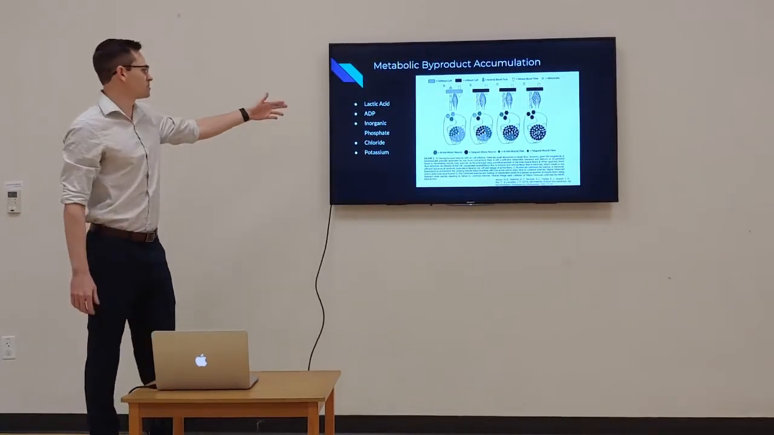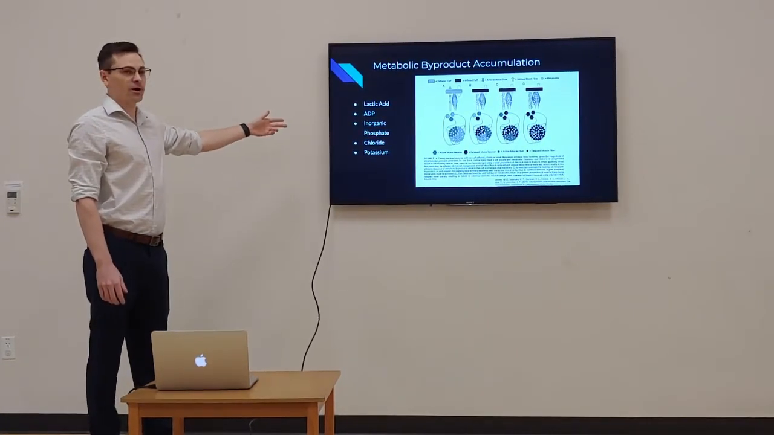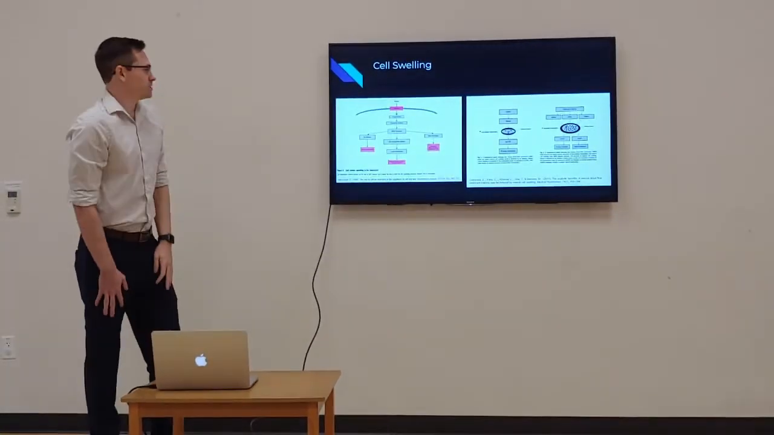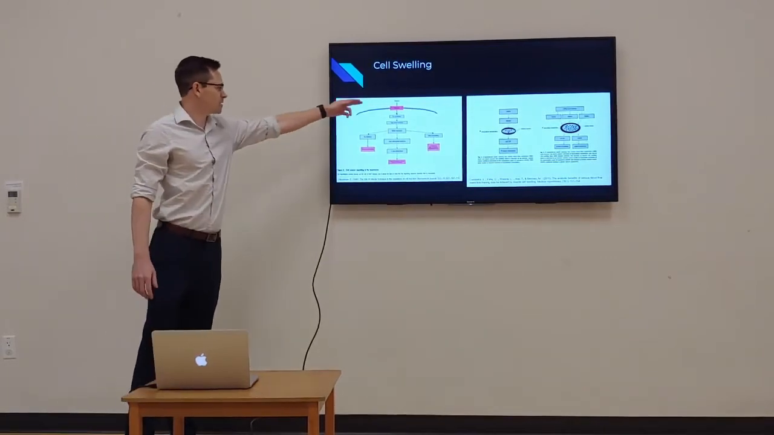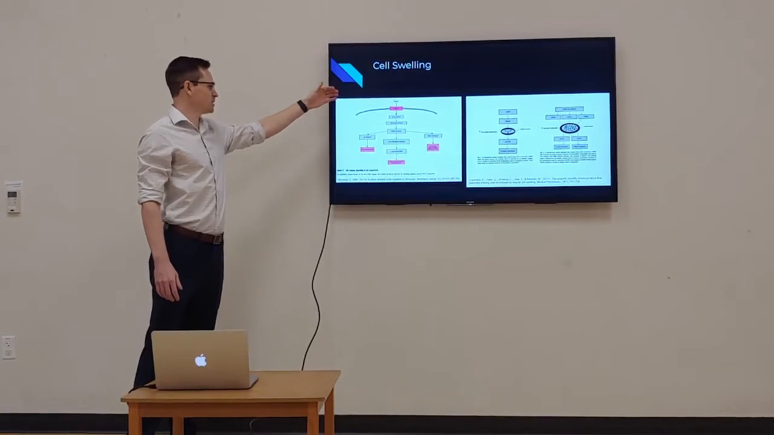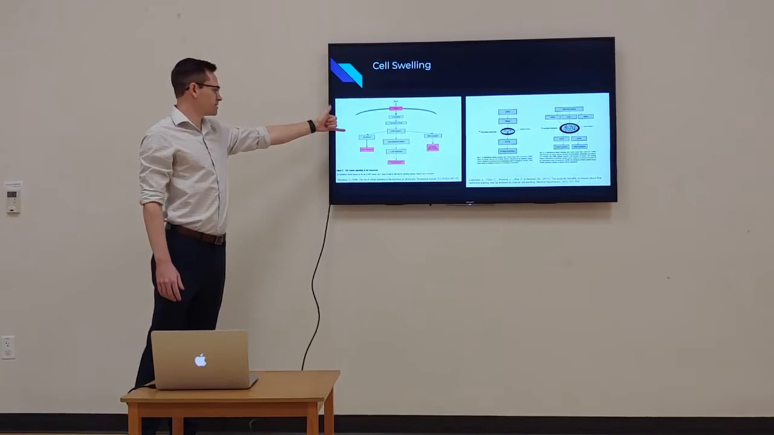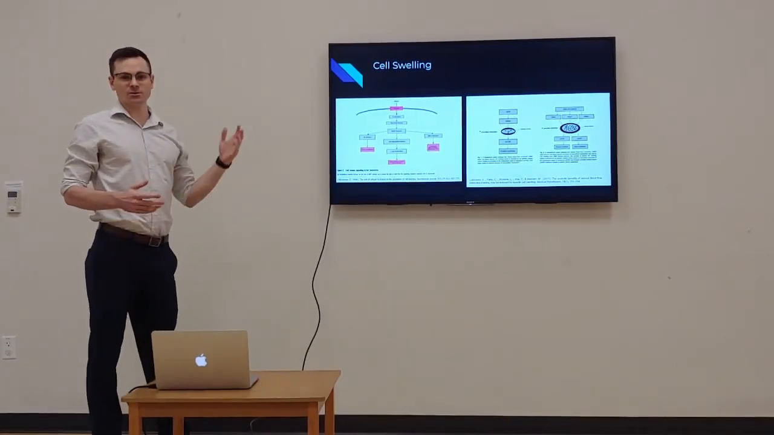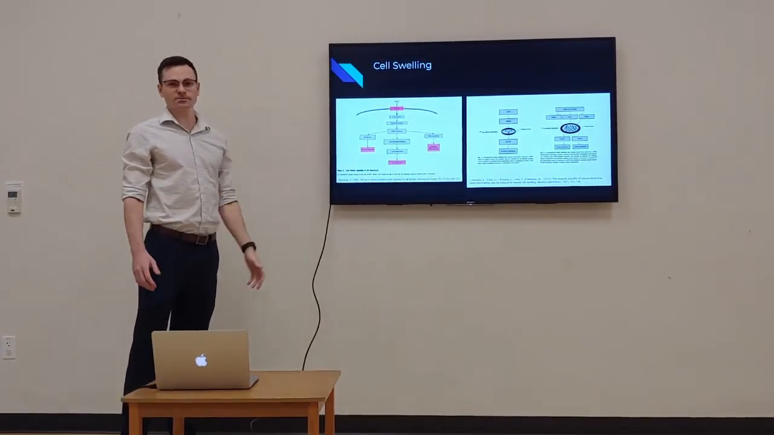And then these are some of the actual byproducts: lactic acid, ADP, inorganic phosphate, chloride, and potassium. So this is the visualization of the cell swelling. We're going to be focusing on this branch here. The sensors in the cells activate these proteins, which ends up with S6 kinase being activated, which is a marker of mTOR activity, just like we talked about, and it's going to end in protein metabolism.